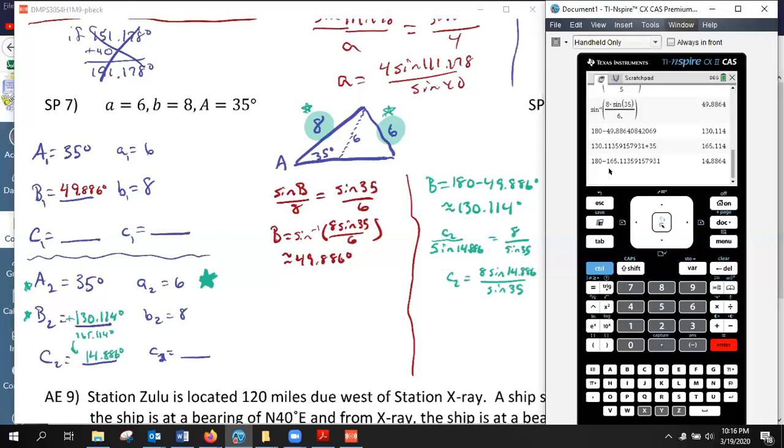Let's throw that into the calculator. 8 sine of, this is where I'm going to scroll up and take that answer. We don't round until the very end. We divide that by the sine of 35. And we get 3.583.